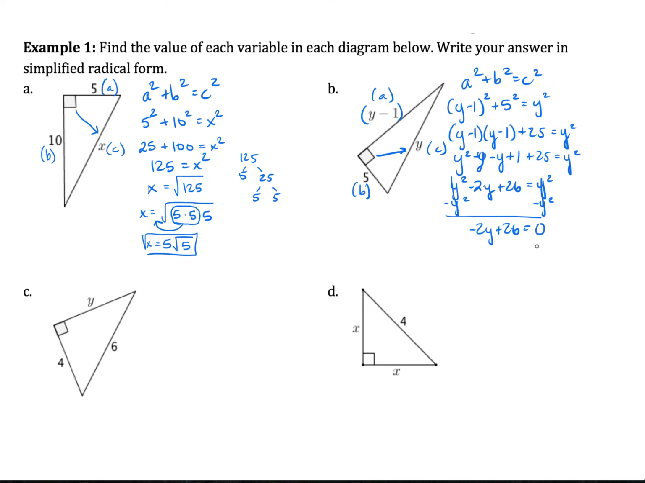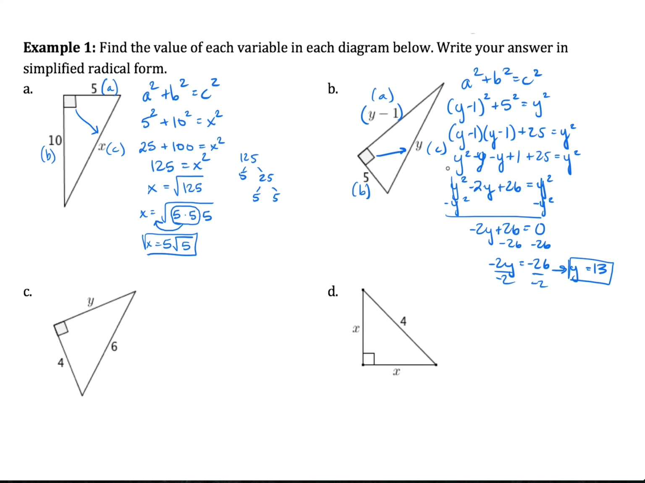We put a 0. Next, we want to try and now get this y term by itself. So we're going to subtract 26 from both sides. Negative 2y equals negative 26. Divide both sides by negative 2, and we get y equals positive 13. And so that's our value of y in this equation.